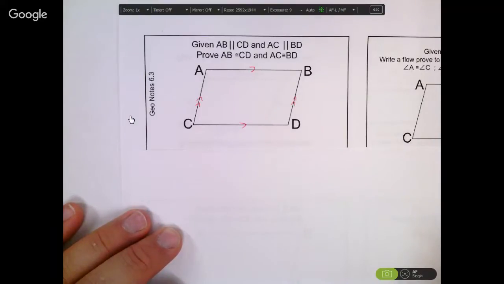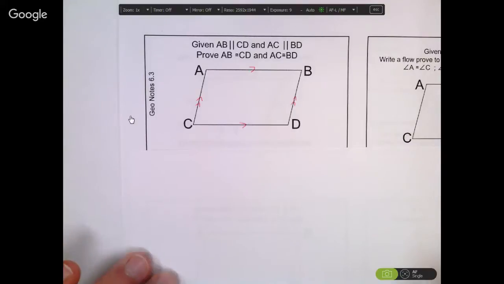The best method that we have for proving things congruent is by proving triangles congruent. Here's the problem with this shape. How many triangles do you see on this shape? Zero. So we are going to, you see two triangles? Yeah. You have to make two triangles.